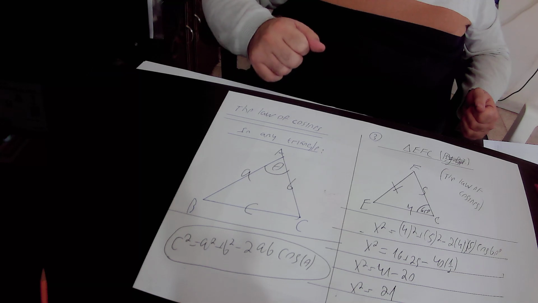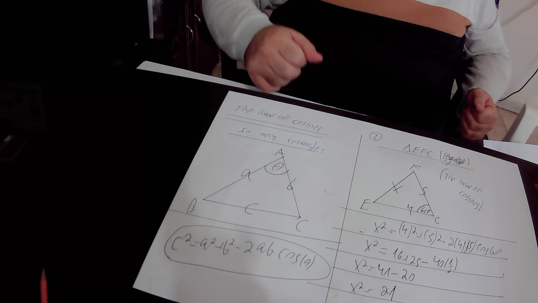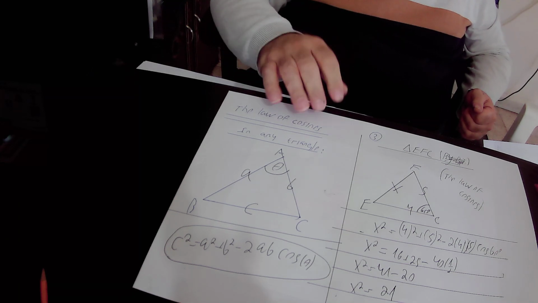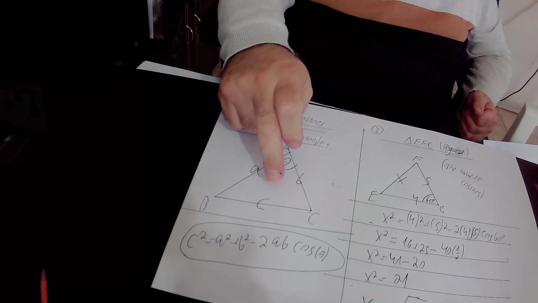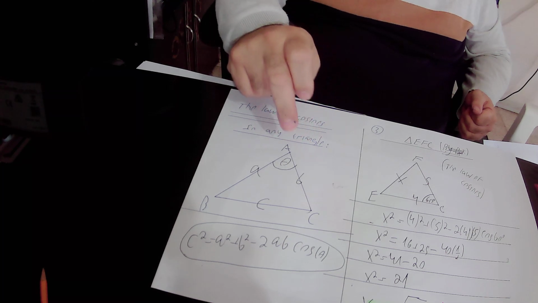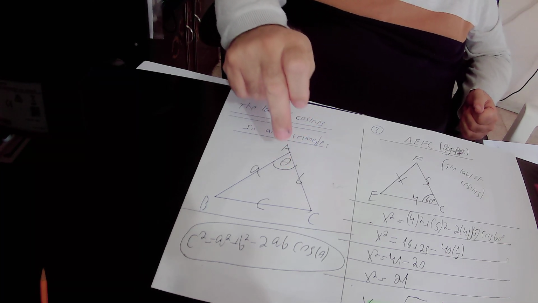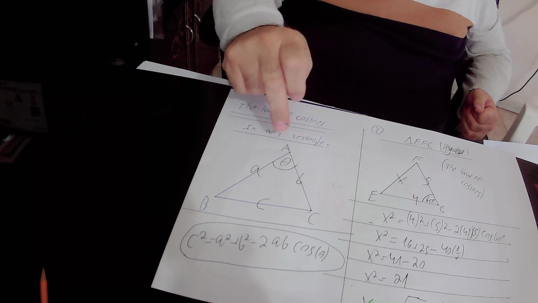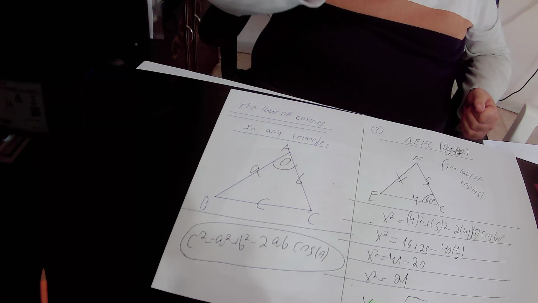Then in this triangle ABC, which could be any triangle, the following equation is true: C squared equals A squared plus B squared minus 2 times A times B times cosine theta. Again, C squared equals A squared plus B squared minus 2 times A times B times cosine theta.